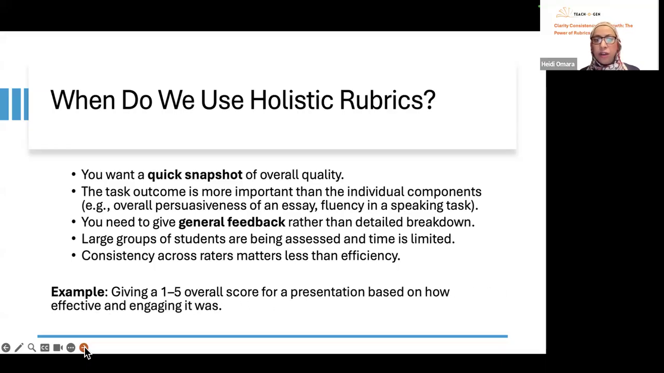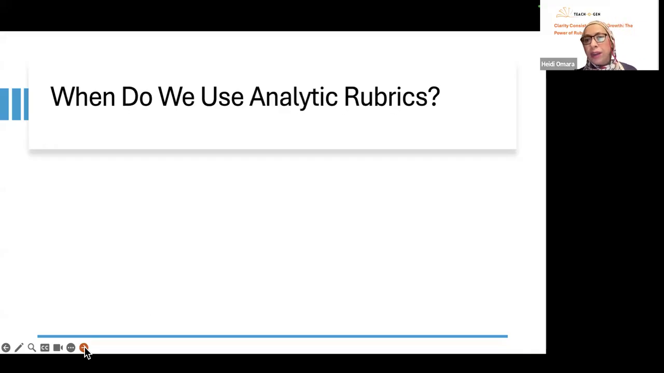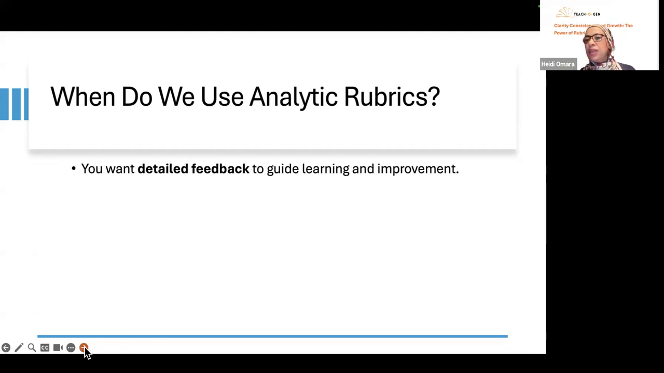If I'm going to give you an example, it's giving 1 out of 5 as an overall score for a presentation based on how effective and engaging it was. So you're going to give me a presentation, I'm going to give you a grade from 1 to 5, and not necessarily give you the details of your assessment. I'm not breaking it down. But if I'm going to break it down, then go for the analytic rubric. It depends on the needs. At the end of the day, it depends on the needs of the assessment. What are you assessing and why?